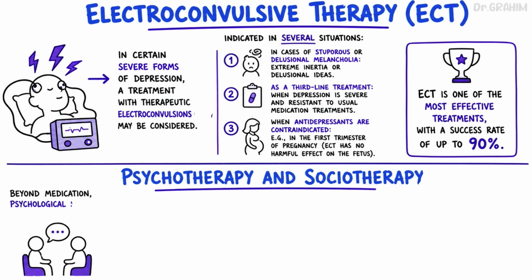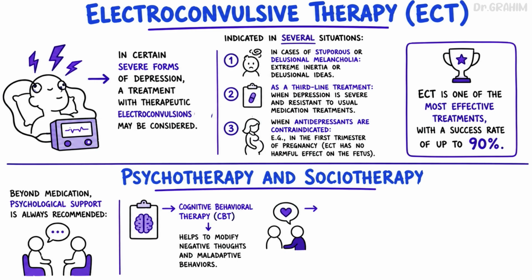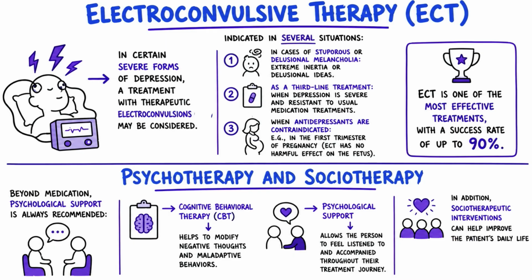Beyond medication, psychological support is always recommended. Cognitive behavioral therapy, or CBT, helps to modify negative thoughts and maladaptive behaviors. Psychological support allows the person to feel listened to and accompanied throughout their treatment journey. In addition, socio-therapeutic interventions can help improve the patient's daily life by promoting social integration and general well-being.